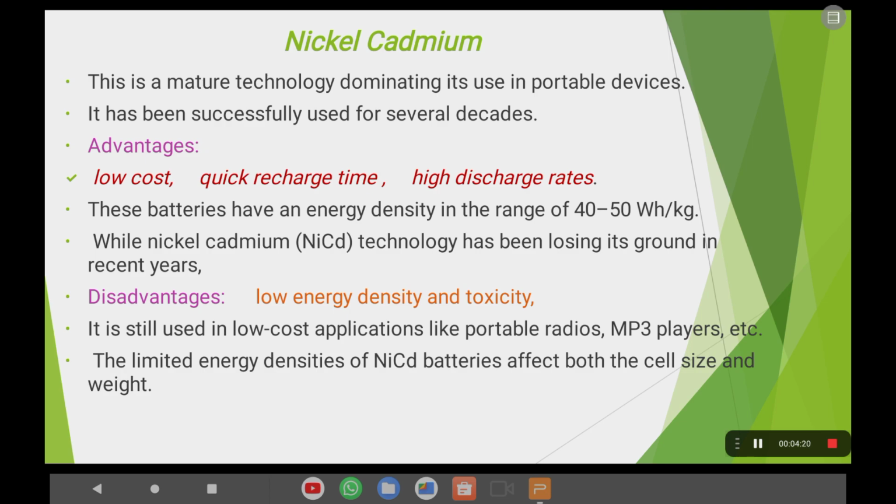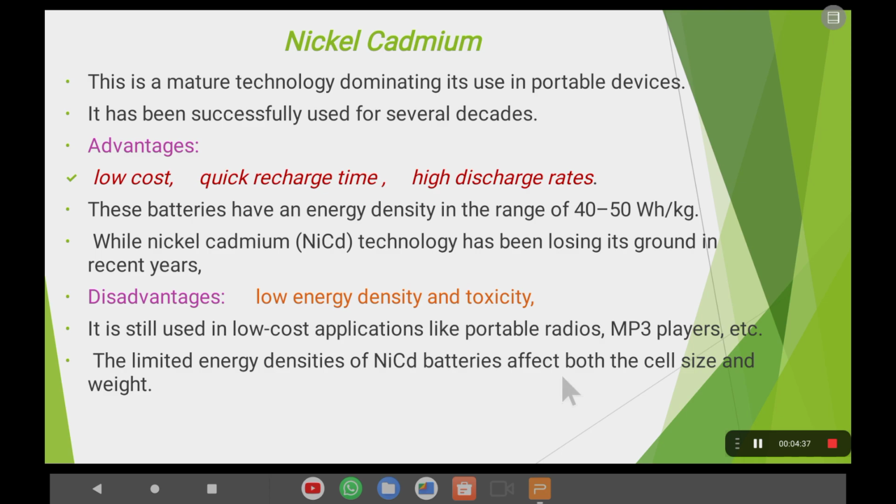It releases some toxic gases. That is also very harmful for the environment. Because of the low cost, it can be used in many applications like portable devices, radios, MP3 players, etc. The limited energy densities affect both the cell size as well as weight.